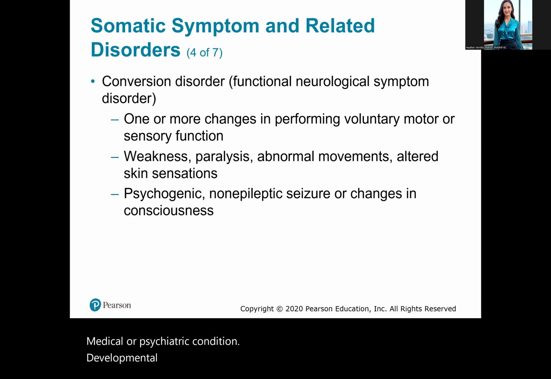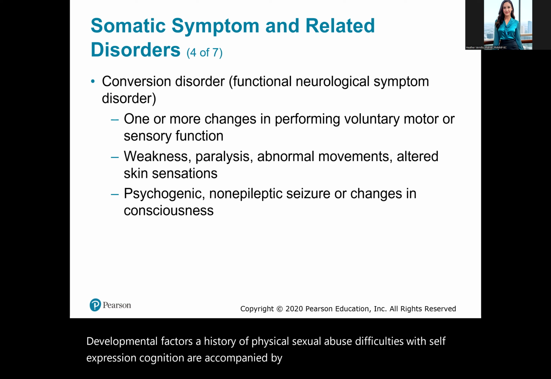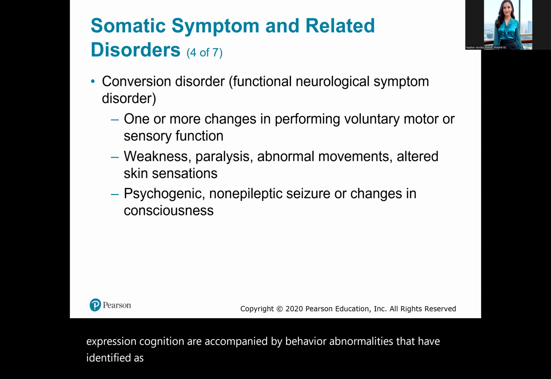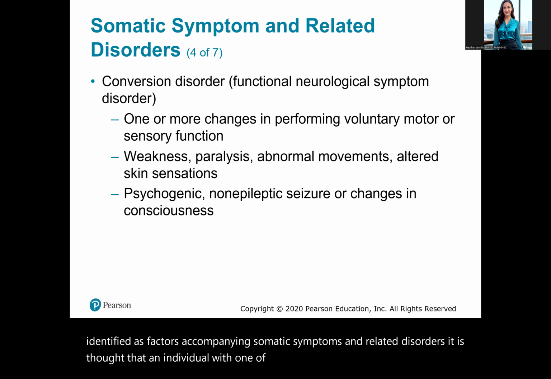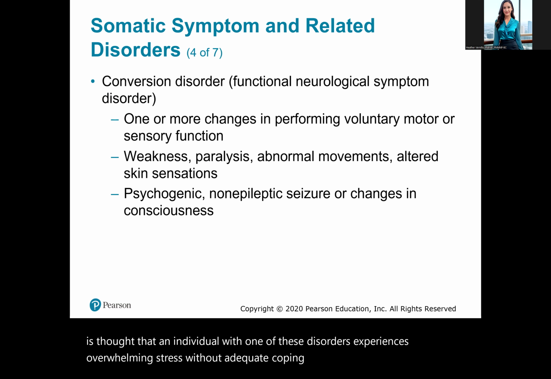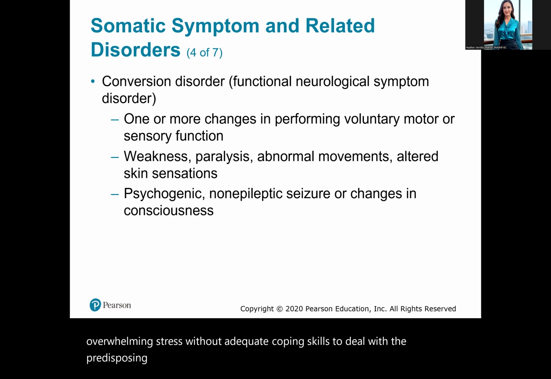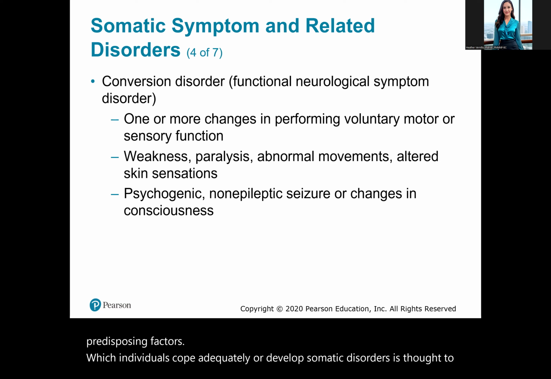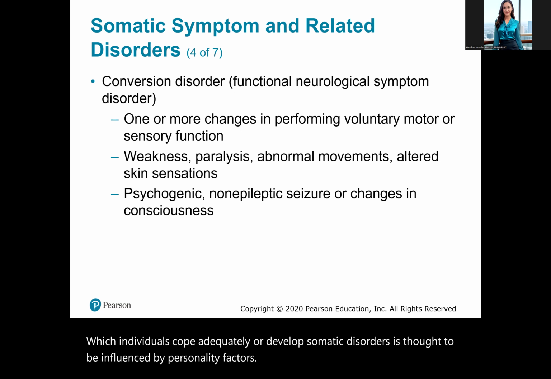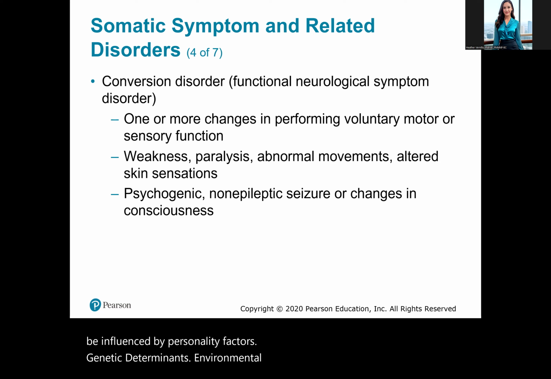Developmental factors, a history of physical or sexual abuse, difficulties with self expression and cognition accompanied by behavior abnormalities have been identified as factors accompanying somatic symptoms and related disorders. It is thought that an individual with one of these disorders experiences overwhelming stress without adequate coping skills to deal with the predisposing factors. Which individuals cope adequately or develop somatic disorders is thought to be influenced by personality factors, genetic determinants, environmental factors, and availability or lack of social support.